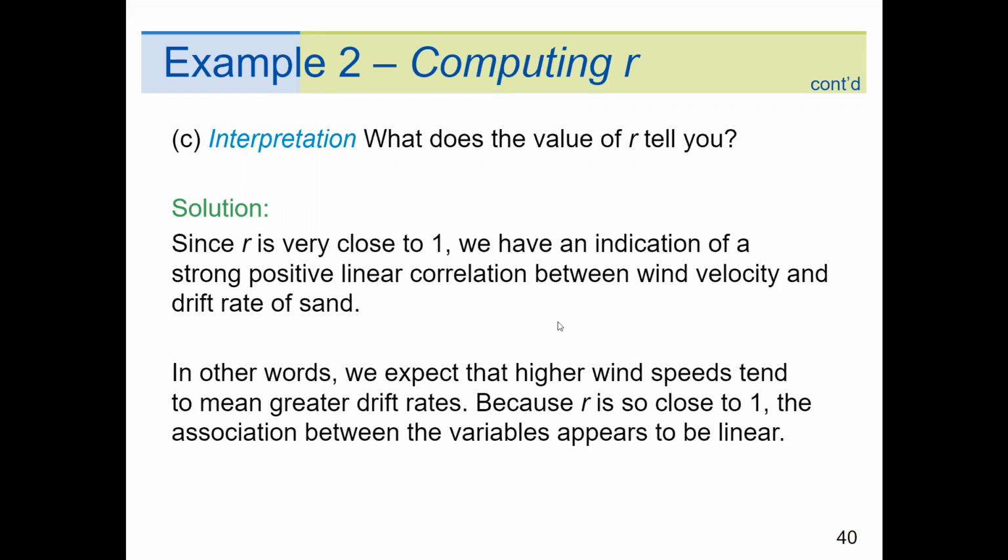Since R is very close to 1, we have an indication of a strong positive linear correlation between wind velocity and drift rate of the sand. In other words, we expect that higher wind speeds tend to mean greater drift rates. Because R is so close to 1, the association between the variables appears to be linear.